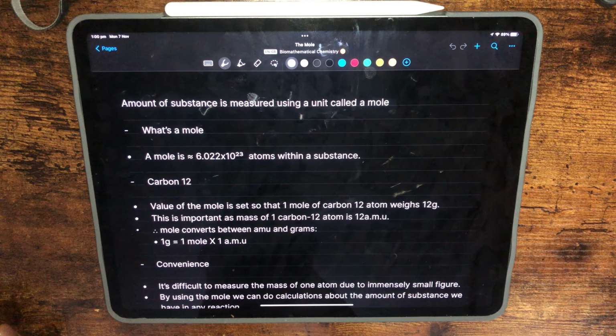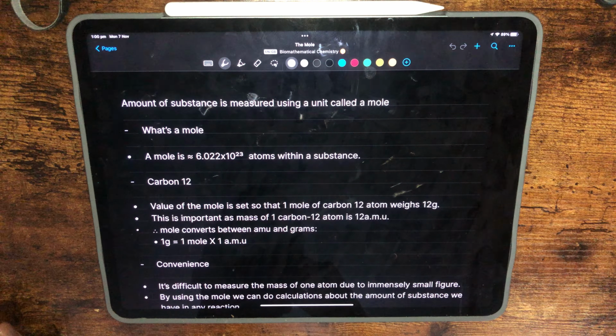Today I'm going to be doing a video on the mole. We finished the first section of physical chemistry. Now we're going on to the next part, which is going to be more about amount of substance. And the first topic on that is the mole. The amount of substance is measured using a unit called a mole.